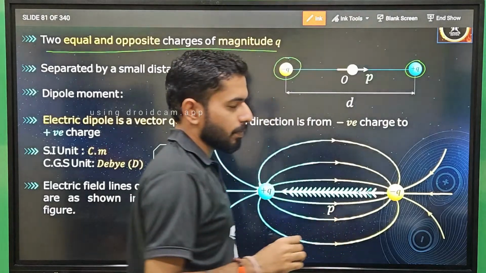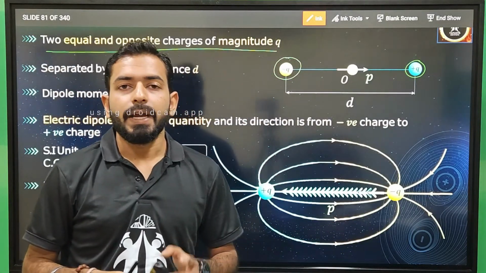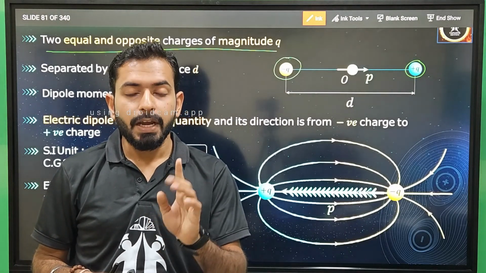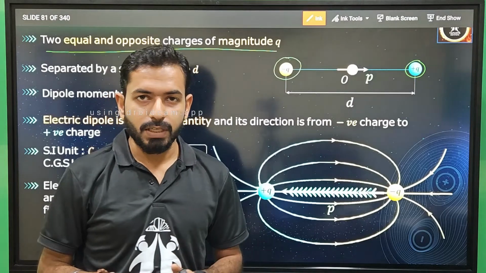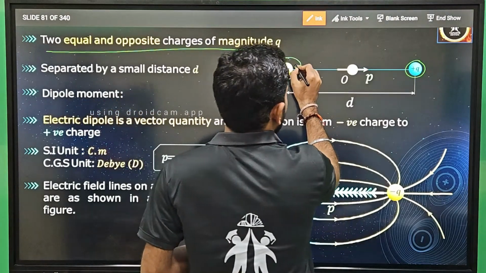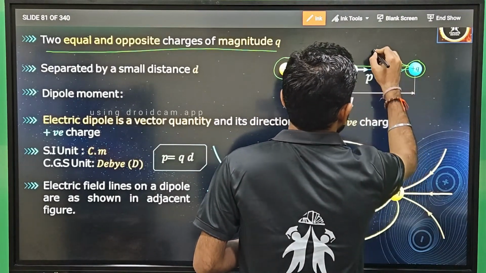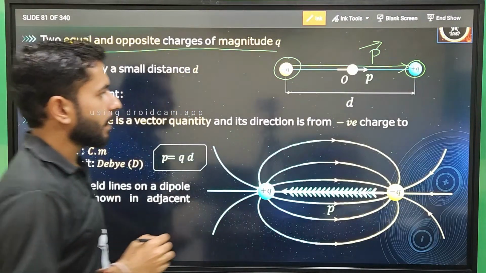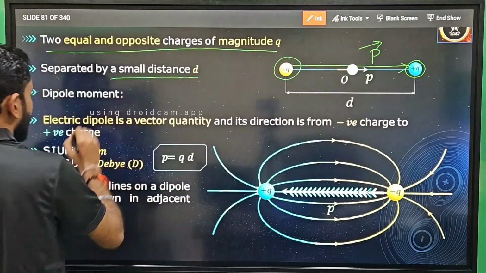One more thing to always remember: the direction of the electric field. I have told you that electric field lines always originate from positive charge and always terminate at negative charge. But the direction of the dipole that you will always make is from negative to positive. Always remember this direction. What is the direction for dipole? Negative charge to positive charge. It is separated by a distance d, dipole moment.